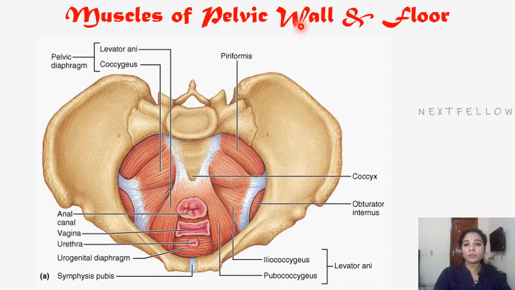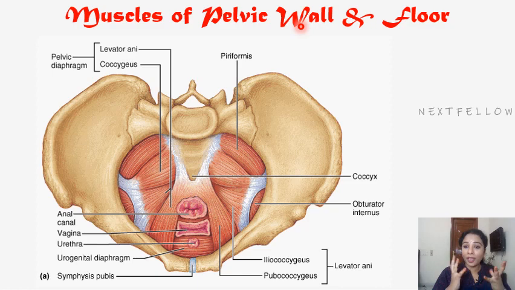Piriformis also helps in the lateral rotation of the thigh along with obturator internus, and it helps in abduction of the thigh as well. And it assists in holding the head of the femur in the acetabulum. So that is the action of piriformis. That was about the lateral and the posterior superior wall of the pelvis.